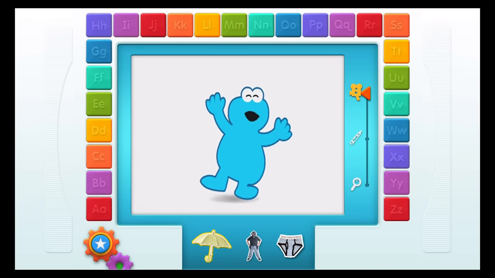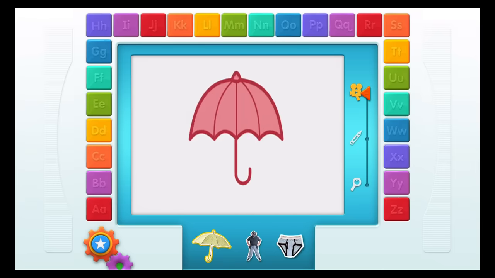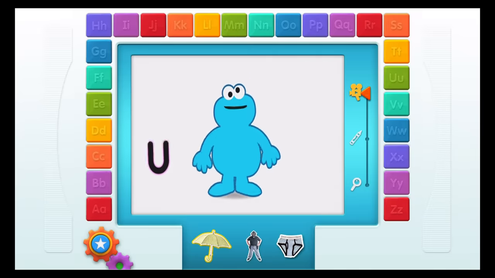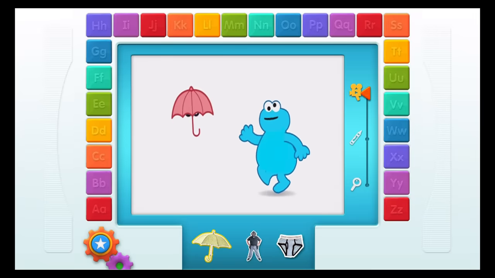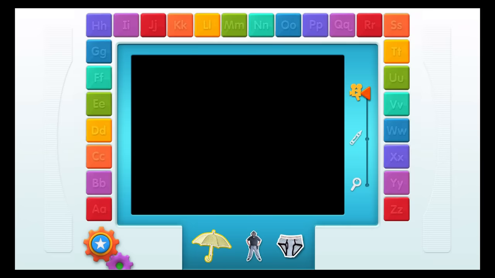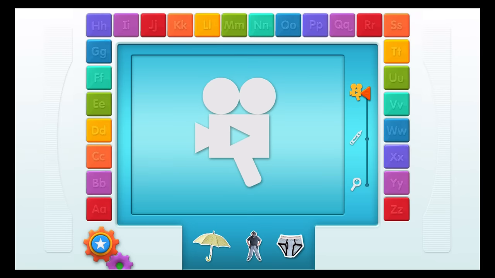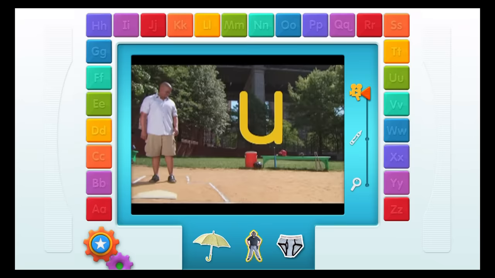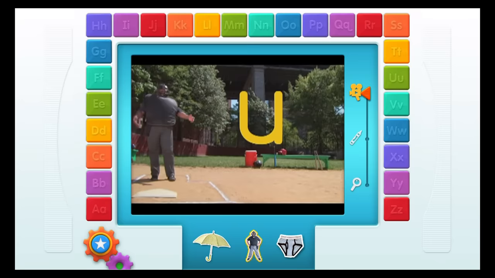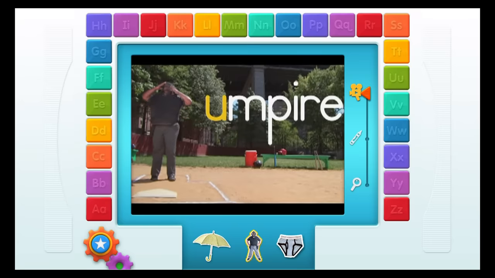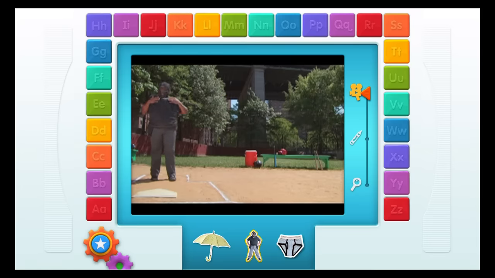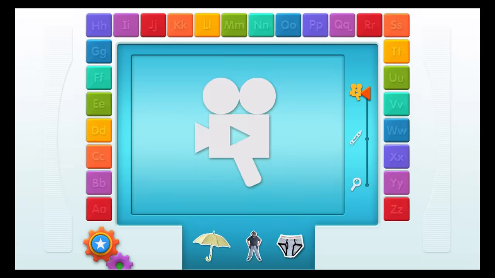Umbrella is a word that starts with U. Umbrella! Can you say umbrella? Umbrella! U! Umbrella! Elmo loved that video! U, umpire. Touch another thing that starts with your letter.